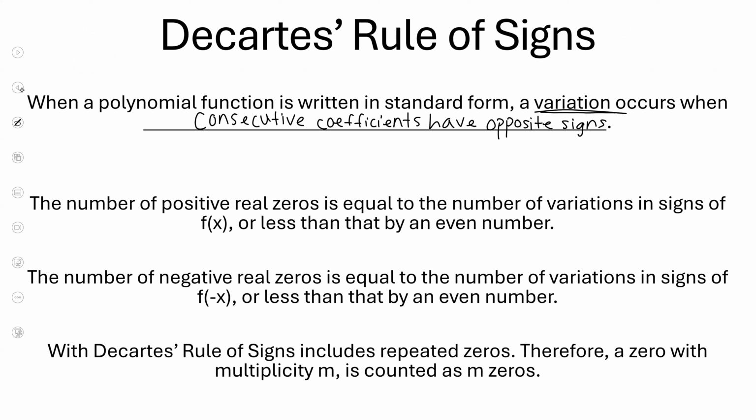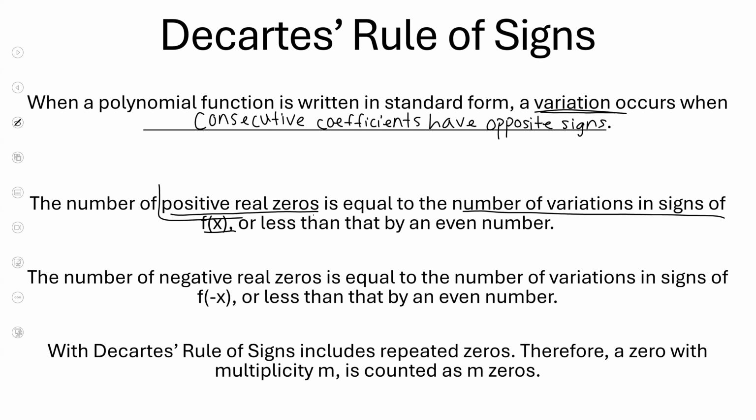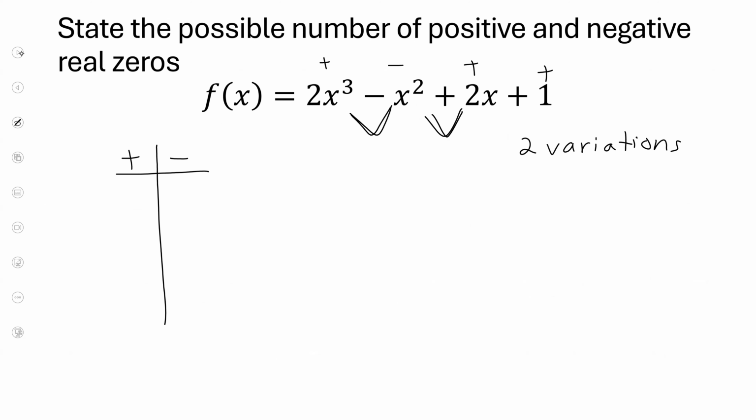Okay, so what the Descartes Rule of Signs says is that the number of positive real zeros is equal to the number of variations in signs of f of x. So that means the number of positive zeros. So for positive and negative zeros, let's make a table. The number of positive real zeros is equal to the number of variations for f of x. Well, the number of variations we just said is 2. So I can have 2 possible positive zeros.